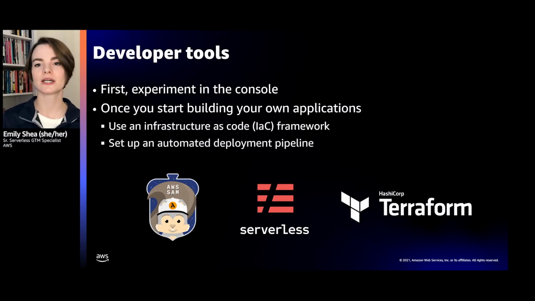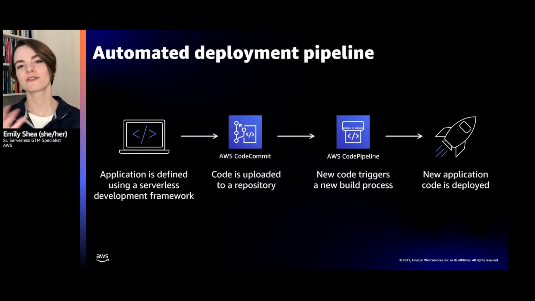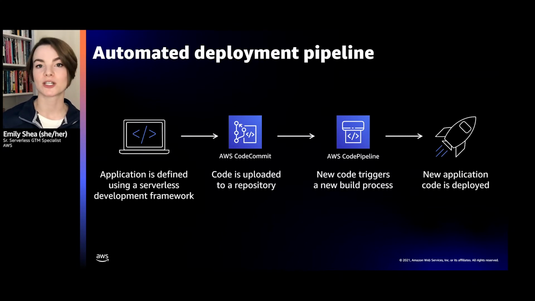So in addition to an infrastructure as code framework, the other thing that I found really valuable as I was getting started and starting to build more applications was setting up an automated deployment pipeline. When I first started building applications, like I mentioned, I was using the console a lot, deploying things manually, but I was also writing my function code manually into the console. Maybe I would write it directly and then save it within the console, or I might write it within a text editor and copy some of those changes over to the console.